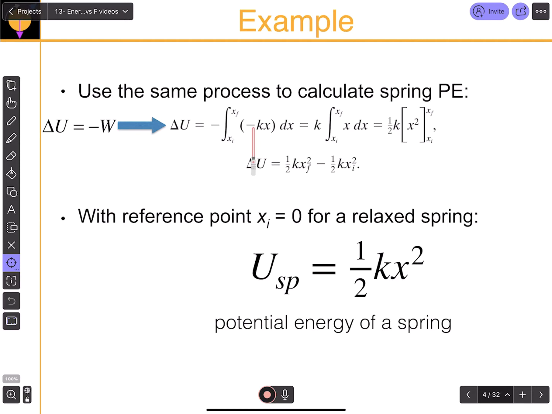So we have a minus here and a minus here, and they cancel out. You pull out that k, and then it's just the integral of x dx, and the integral of x dx is x squared over 2. You plug in the endpoints, and we get that the change in potential energy is 1/2 k x final squared minus 1/2 k x initial squared. If we use x initial equals 0 for a relaxed spring, where it's not stretched in either direction, then the potential energy stored in a spring is 1/2 kx squared.